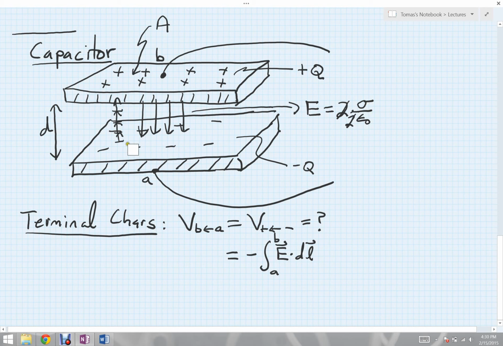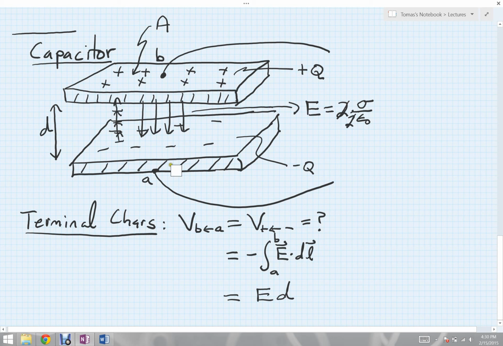Now, we can use one of our previous results, which was that for a nice constant electric field, this voltage integral, which we have done in the past, particularly when E is constant, just comes out to be the value of the electric field times the distance over which you are integrating. In this case, that distance is just the separation between the plates D. And because we are moving against the electric field, there's a minus sign in the dot product, which cancels the minus sign outside of the integral.